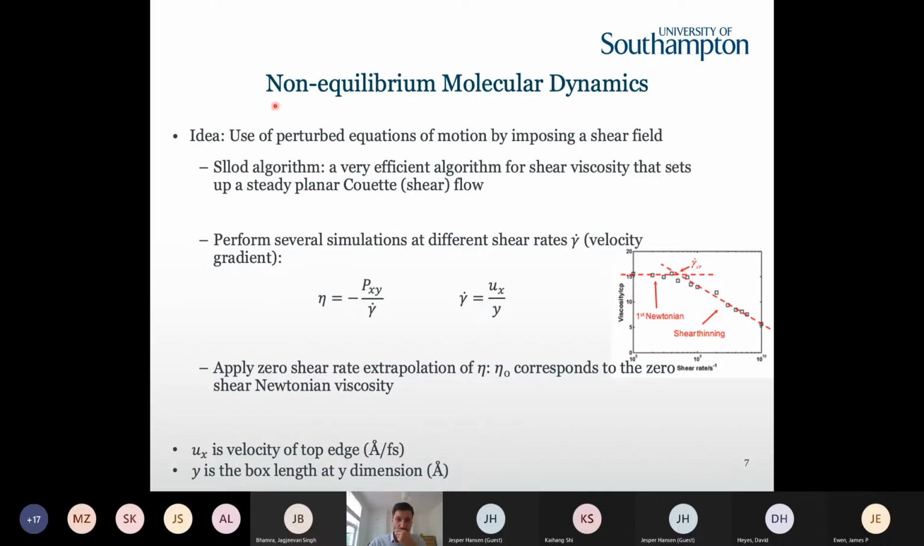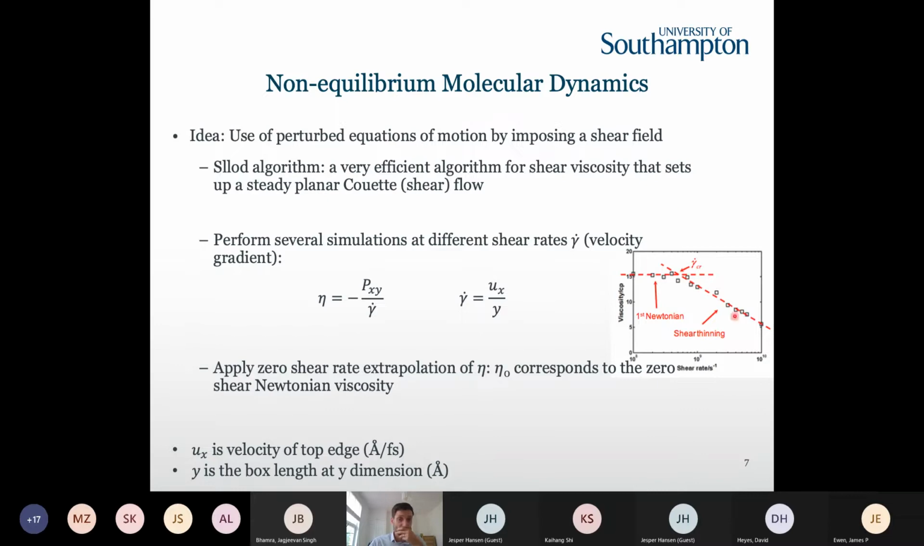Now, the second method for calculating viscosity is called non-equilibrium MD, and the idea is that we use perturbed equations of motion by imposing an external shear field. And one algorithm that we've used, the SLLOD algorithm, is an efficient algorithm for setting up shear flow in order to calculate viscosity. In order to calculate the viscosity, we perform simulations at different shear rates, and viscosity is obtained by its definition, dividing the pressure tensor by the applied shear rate, and the shear rate is calculated by dividing the velocity applied at the top edge of the simulation box by the y dimension of the box.